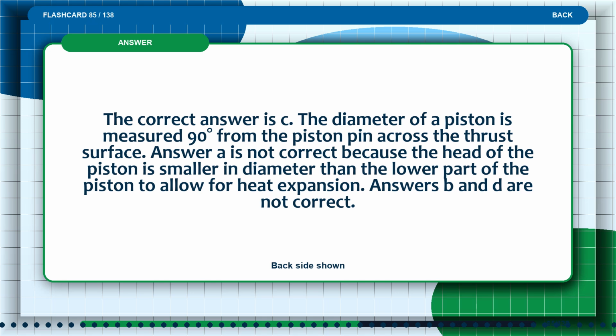The correct answer is C. The diameter of a piston is measured 90 degrees from the piston pin across the thrust surface. Answer A is not correct because the head of the piston is smaller in diameter than the lower part of the piston to allow for heat expansion. Answers B and D are not correct.